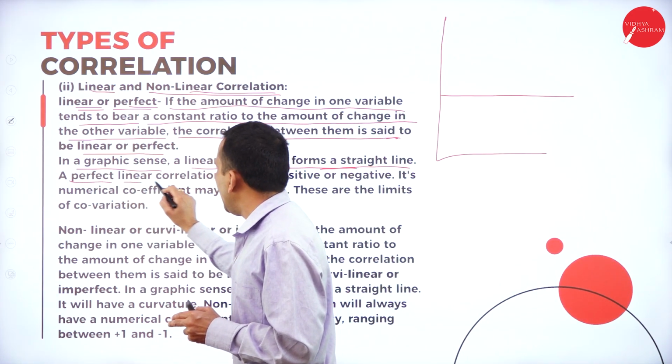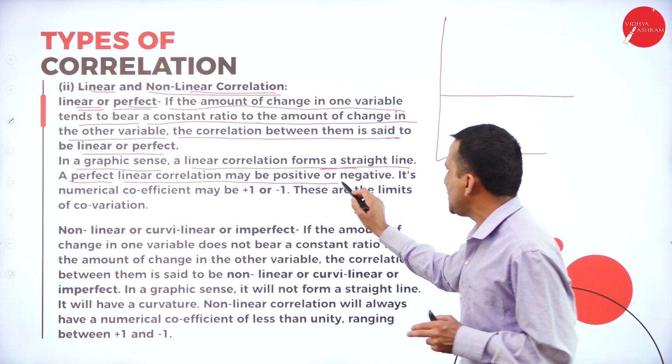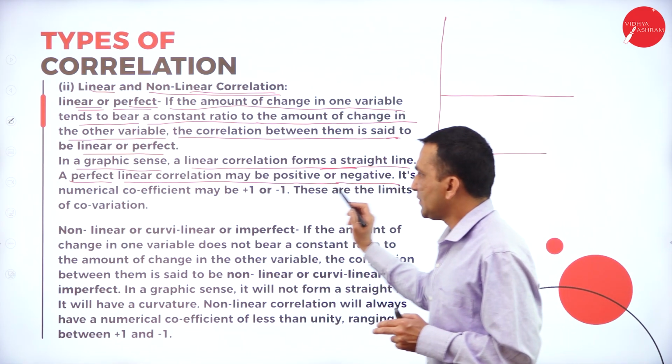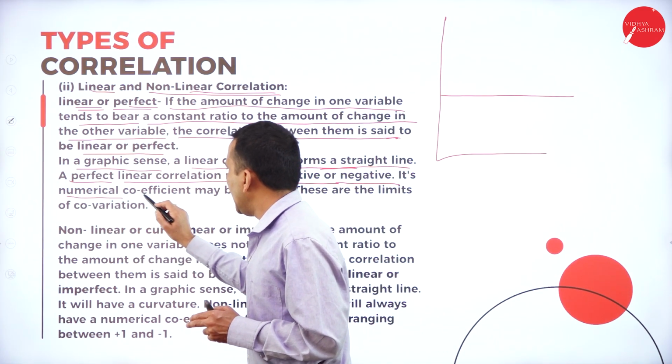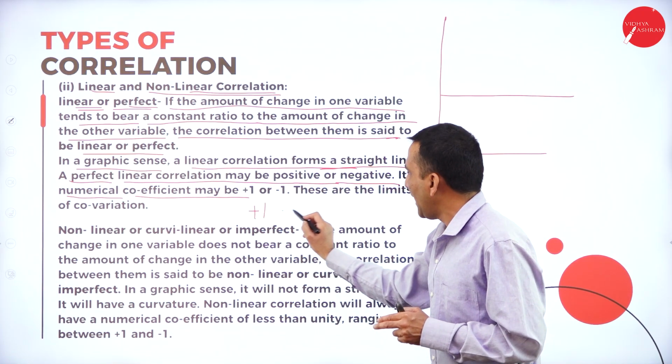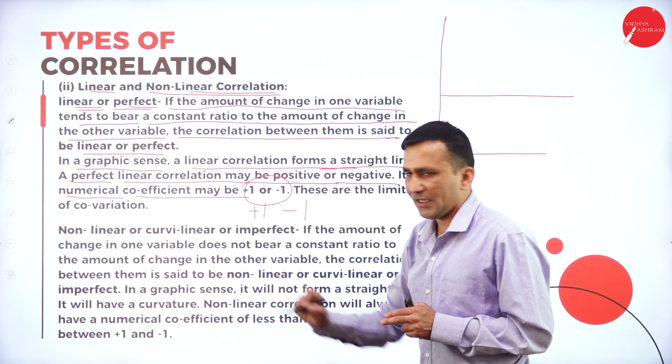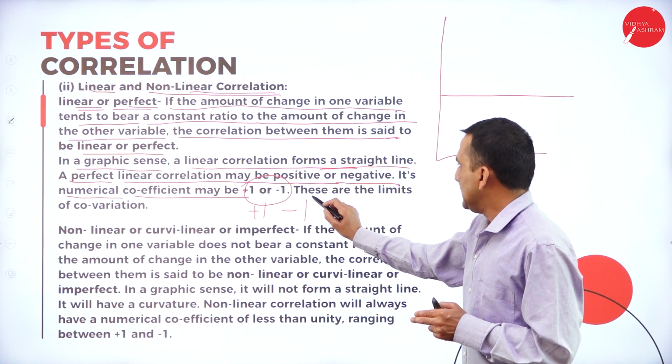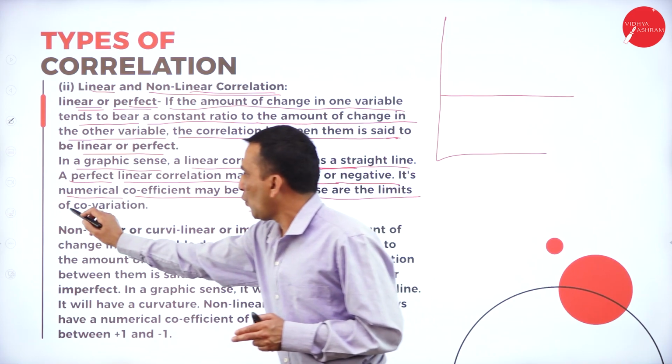A perfect linear correlation may be positive or negative. Numerically the coefficient is always +1 or -1 for a linear one. These are the limits of covariation.